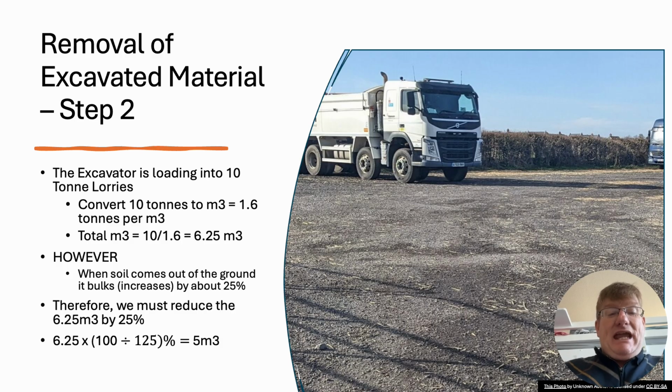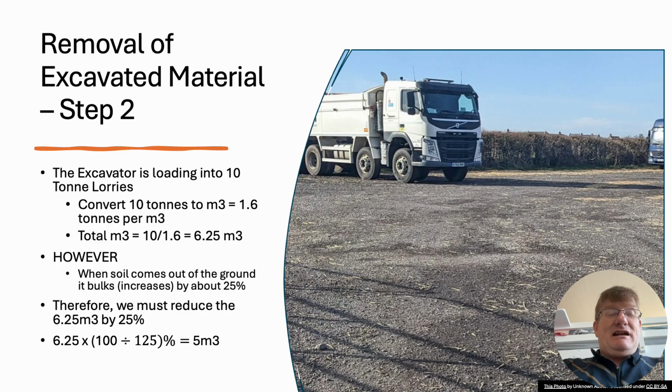The excavator is loading into 10-ton lorries. There we go. We're loading into a 10-ton lorry, rather than 16-ton, but we could use a 16-ton if we wanted to. So, convert 10-ton lorries to metre cubed: it's 1.6 tons per metre cubed. I've got that out of a table. Okay? So total metre cubed is 10 divided by 1.6. So those lorries will take 6.25 meters cubed.